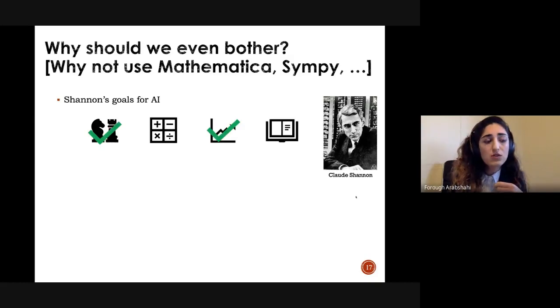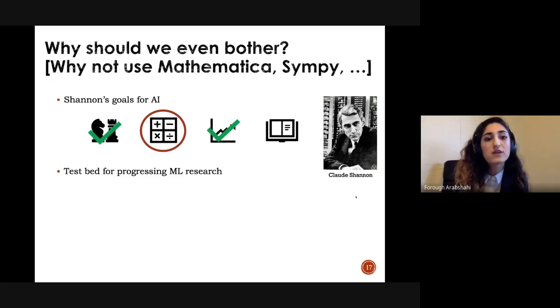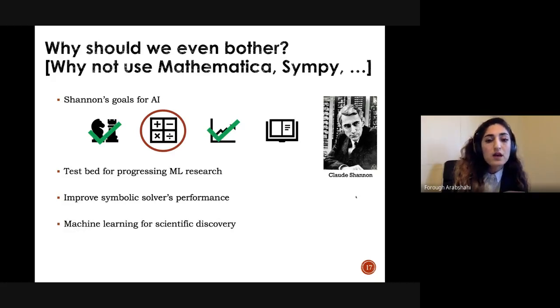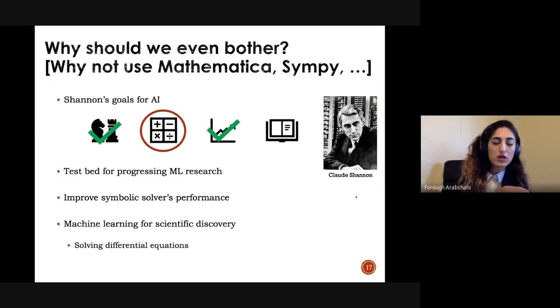And ever since then, we've had good progress towards the first and the third goals, and very recently, by the advent of language models, towards the fourth goal, but not much towards the second goal. Performing research in this direction addresses this problem. And because this is already a challenging task for the current machine learning algorithms, performing research in this direction provides a test bed for further progressing machine learning research. And we will also see that we can improve the performance of a symbolic solver, because these symbolic solvers are often implemented using search heuristics, and it can take them forever to solve complicated mathematical problems. Moreover, we will see an added benefit: we can use machine learning for scientific discovery by solving differential equations.